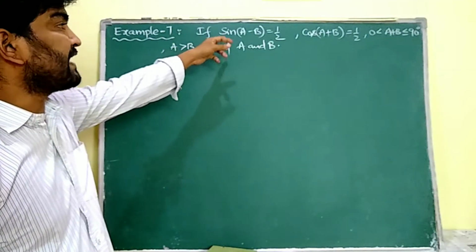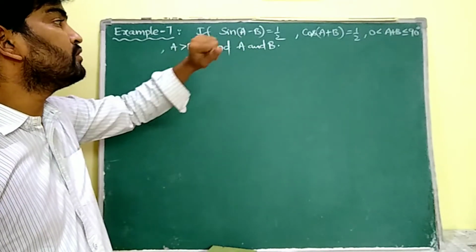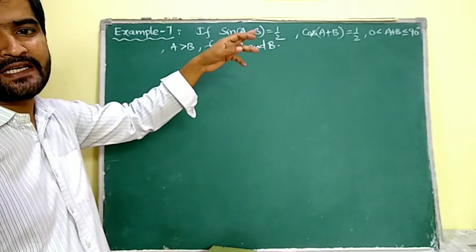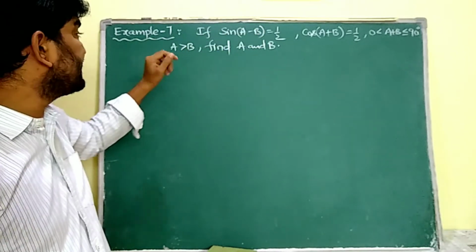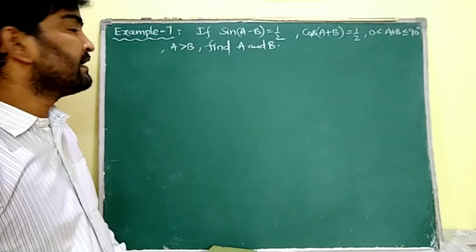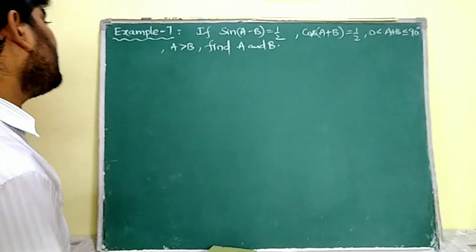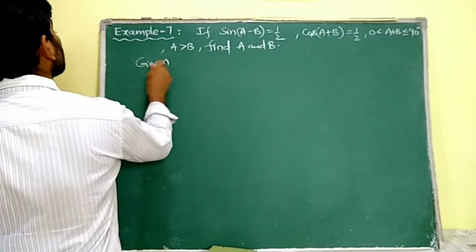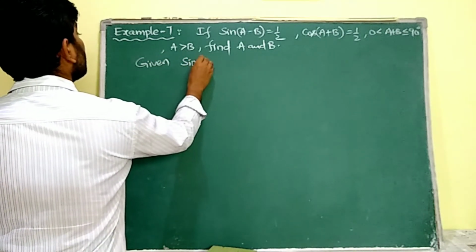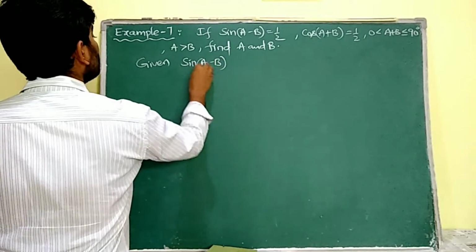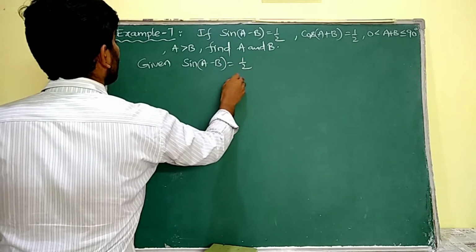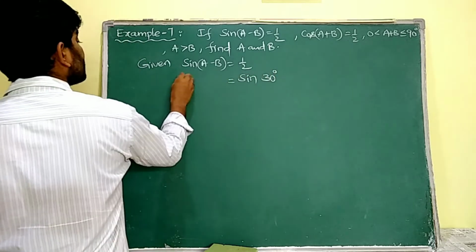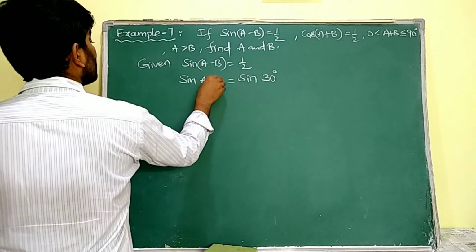Example 7. If sin(A minus B) is equal to 1 by 2 and cos(A plus B) is equal to 1 by 2, where 0 is less than A plus B is less than or equal to 90 and A is greater than B, then find A and B. This is a very important and easy question. Given sin(A minus B) is equal to 1 by 2. Sin of what value gives 1 by 2? Sin 30 is equal to 1 by 2, we know that.